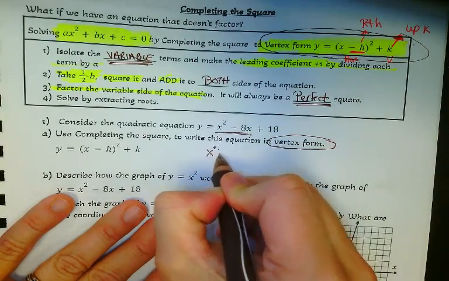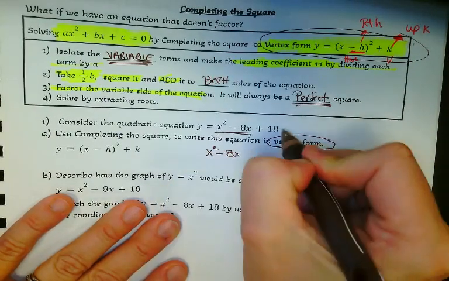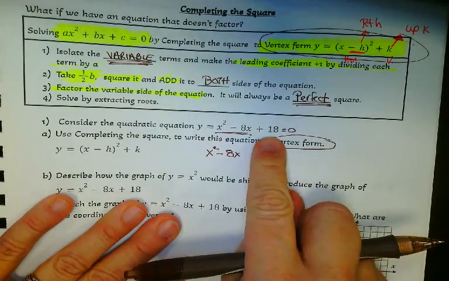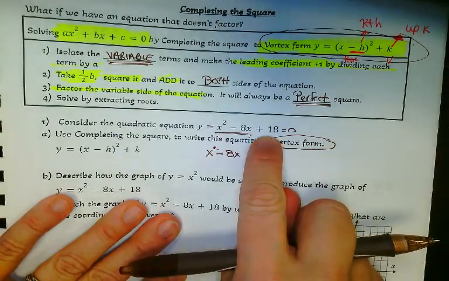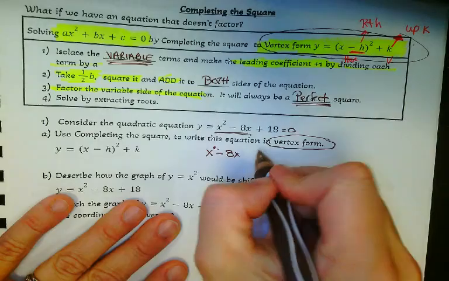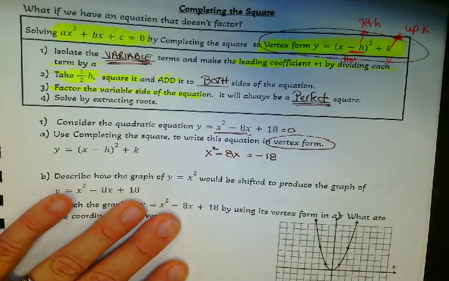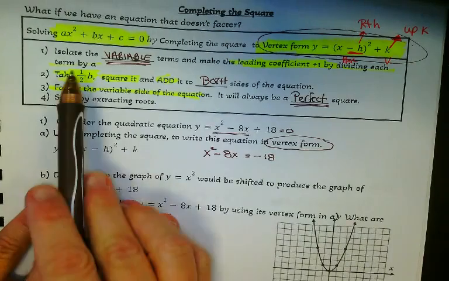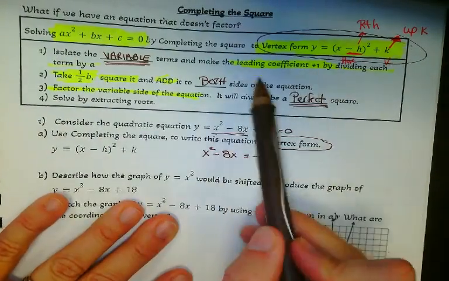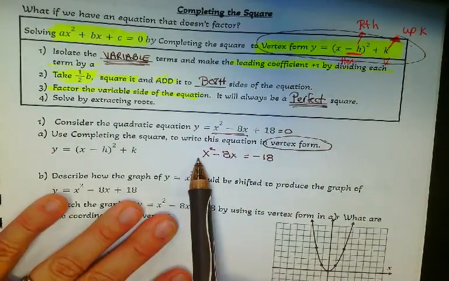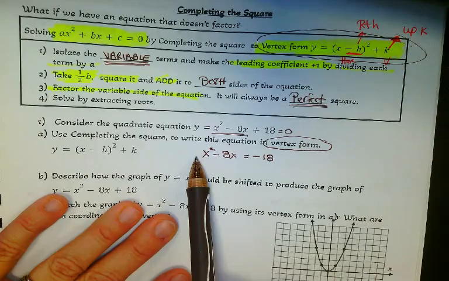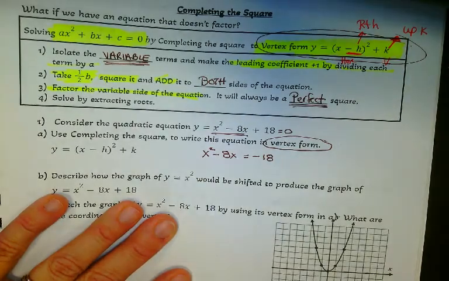So I'm going to say x squared minus 8x. It's like setting it equal to 0. Okay, so pretend you're setting it equal to 0, and all I want to do is move the 18 to the other side. So I'm going to subtract 18. So step 1, isolate the variable terms. Okay, make sure the leading coefficient is 1. Is our a value 1 with the x squared? Yes, we're in good shape. All right, so now we move on to step 2.